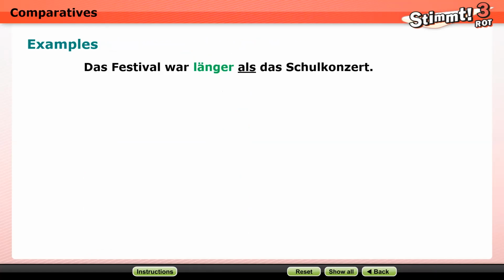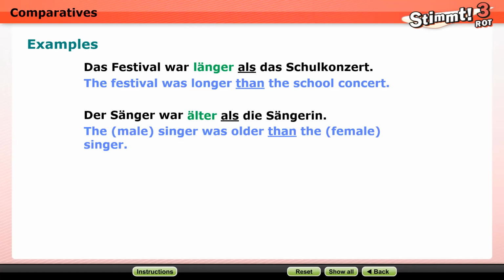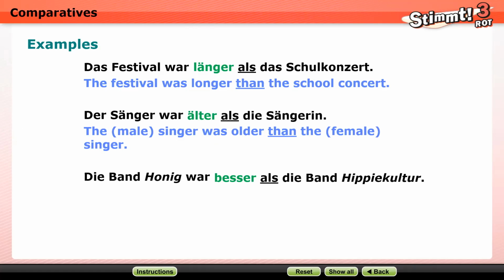Was ist das? Yep, so good. The festival was longer than the school concert. Der Sänger war älter als die Sängerin. Yep, sehr gut. The male singer was older than the female singer. Band Honig, which means honey by the way, war besser als die Band Hippie-Kultur.